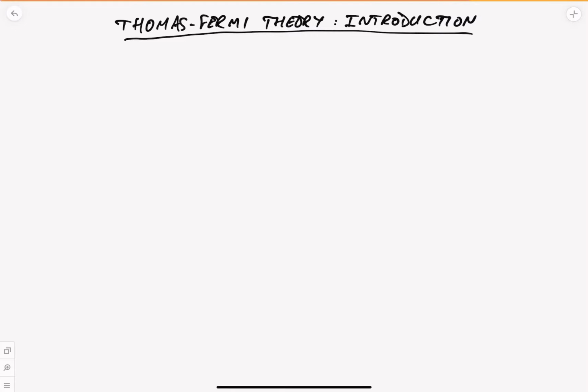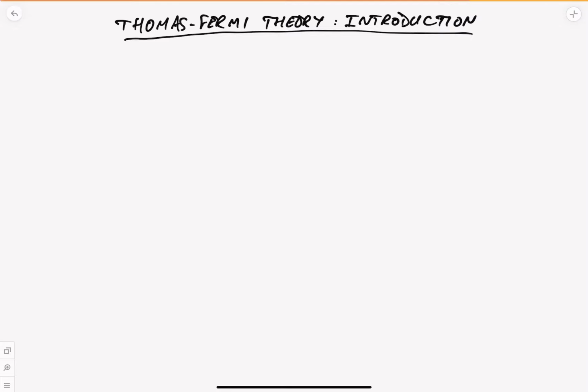Today we're going to talk about Thomas Fermi theory. This is a forerunner of density functional theory, which was developed as early as 1927, so not long after the inception of quantum mechanics, and it gives useful insights into how DFT can be developed.